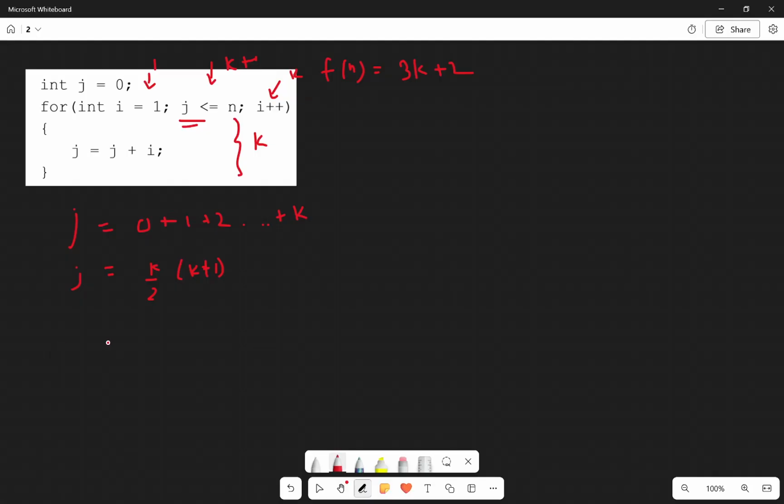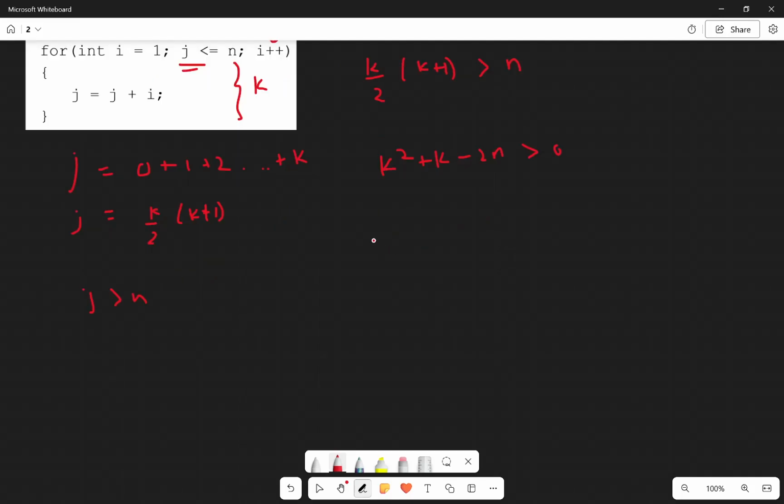So after k iterations, if you take a look at the condition, j has to be greater than n after k iterations, and I can say j is equal to this value. Therefore I can say k divided by 2 times k plus 1 is greater than n. So if I simplify this, I get k squared plus k minus 2n greater than 0. So now I need to find the values of k.